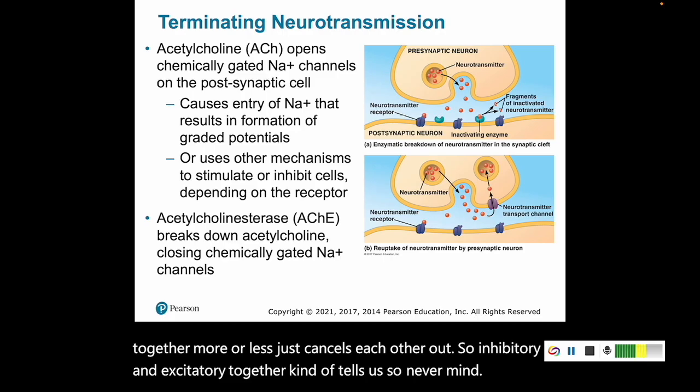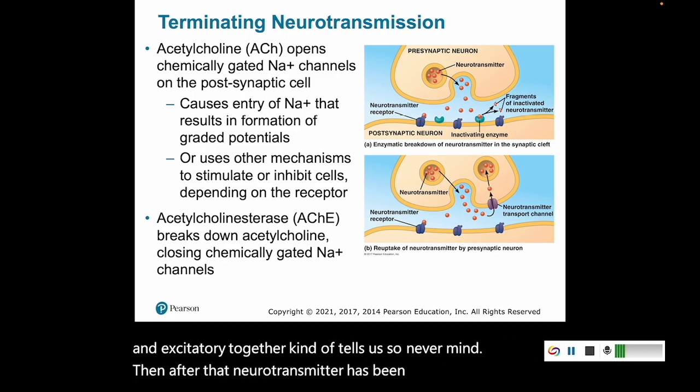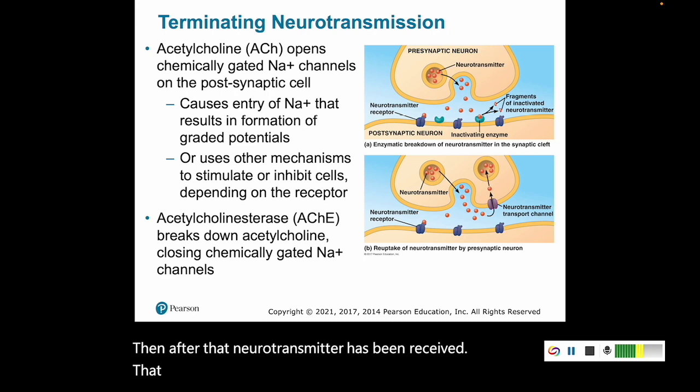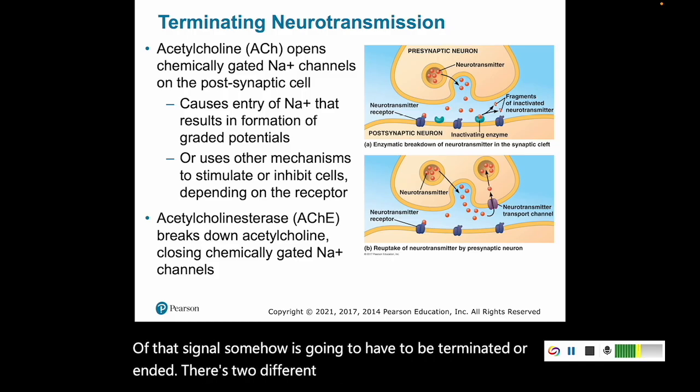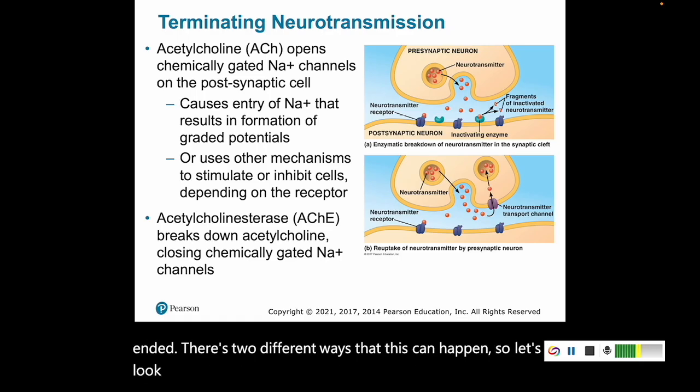Then after that neurotransmitter has been received, that signal doesn't want to just sit there forever. That signal somehow is going to have to be terminated or ended. There's two different ways that this can happen. So let's look at acetylcholine. This is one example of a neurotransmitter.